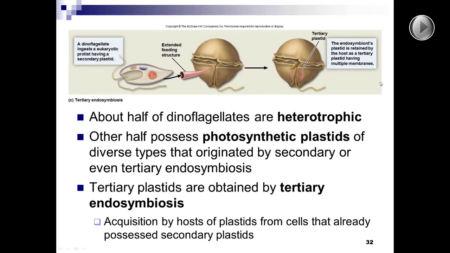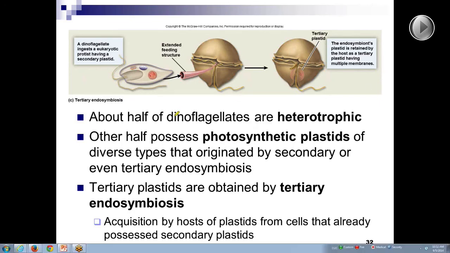Okay, so we are now at slide 32, looking at the dinoflagellates a little bit more. Some of them are heterotrophic, which means they have to eat other things to stay alive. But the other half have photosynthetic plastids, usually from either secondary or even tertiary endosymbiosis. Now, we just talked about secondary, so what would be tertiary endosymbiosis?